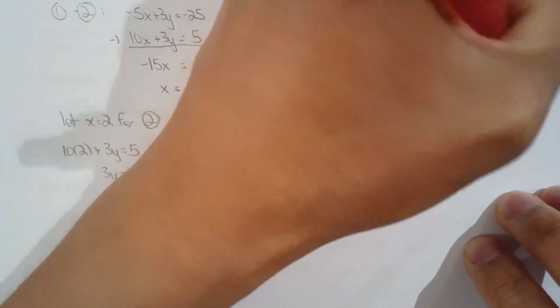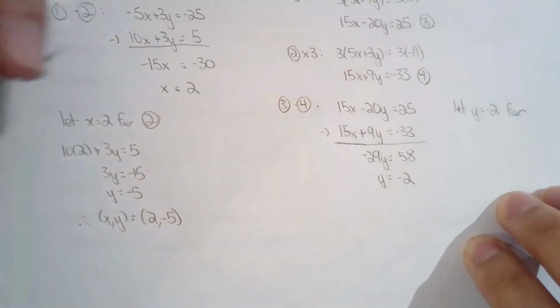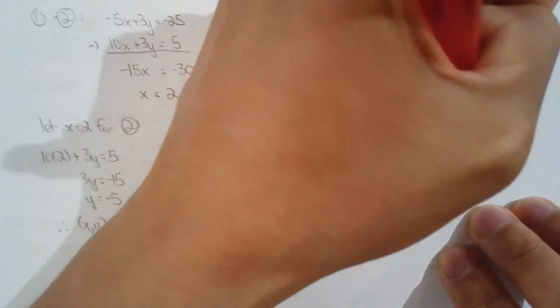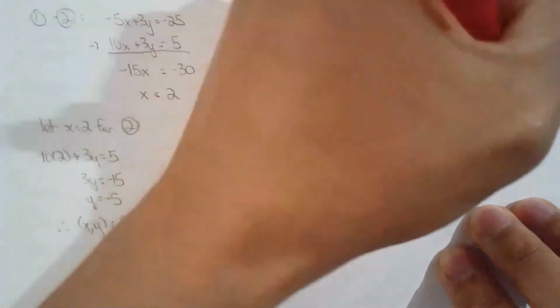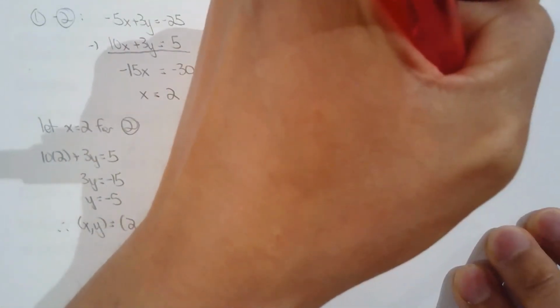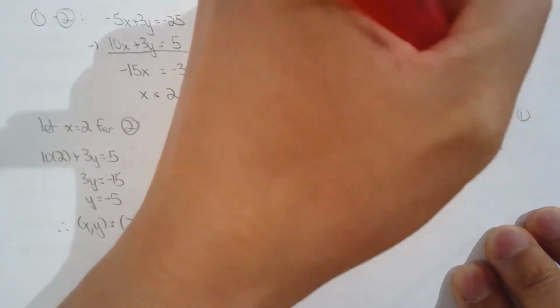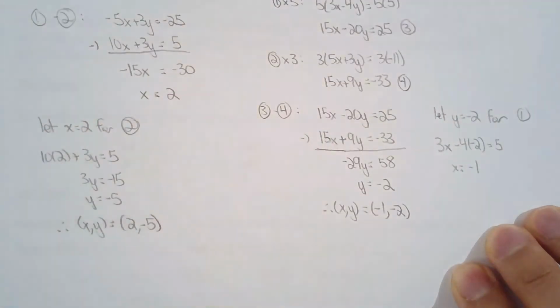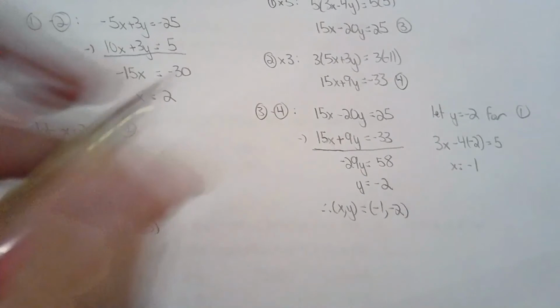So, let y equal negative 2 for, let's see, what equation. So many options here. Let's say equation 1. I think that's the easiest here. 3x minus 4 times negative 2 equals 5. If you do the math, this is 8 here. And then that'll be negative 3, so x is negative 1. Negative 1, negative 2. That is the solution to the system.